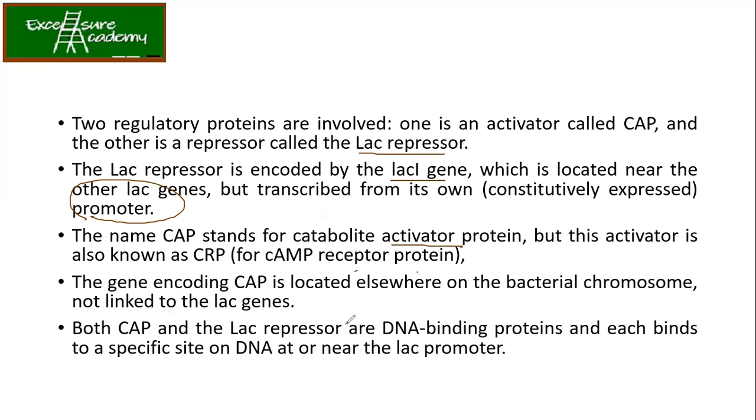Why? Because later we'll see the involvement of CAP: cAMP binds to the catabolite activator protein in order to enhance the activity of transcription. Now the gene encoding CAP is located elsewhere on the bacterial chromosome, not linked to the lac genes, but they all work together. That is why we said DNA loop formation is important, because that's how the RNA polymerase will get activated. Okay?